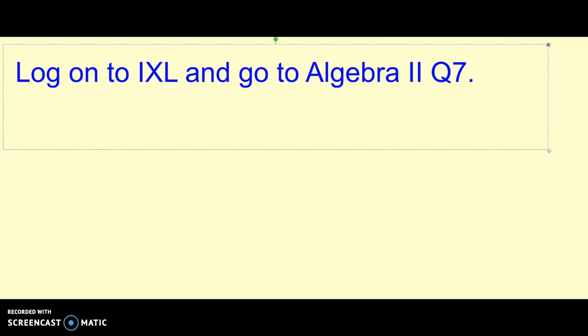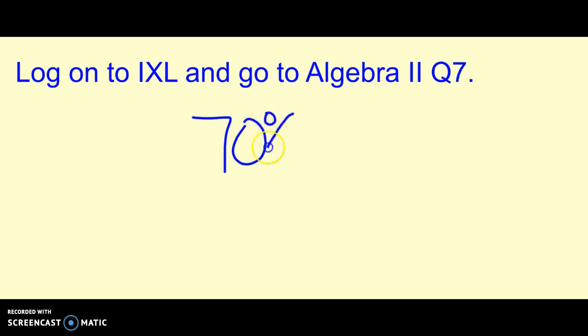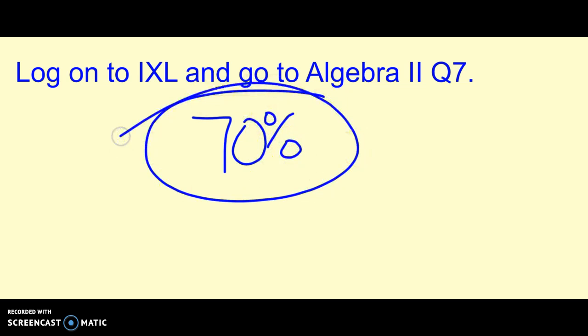I want you to go to IXL and go to Algebra 2, Q7. And what I want you to do is work on that until you get about 70%. Okay? And that's going to be your assignment for the day.